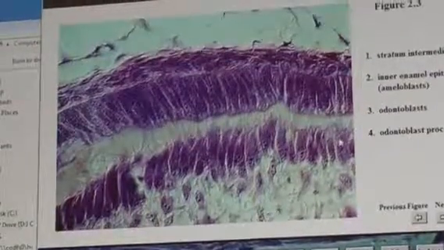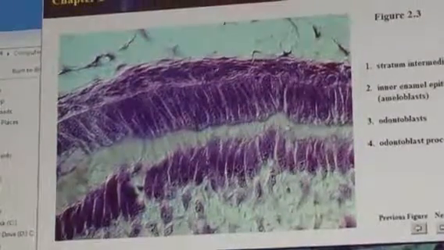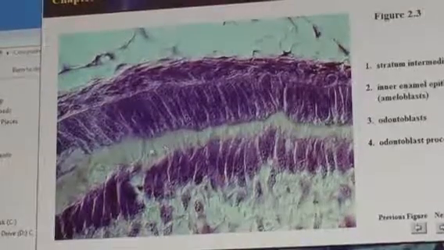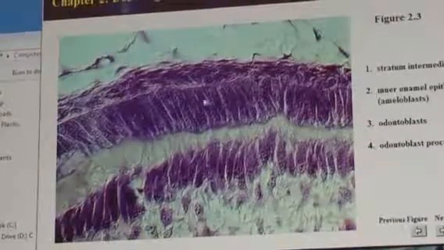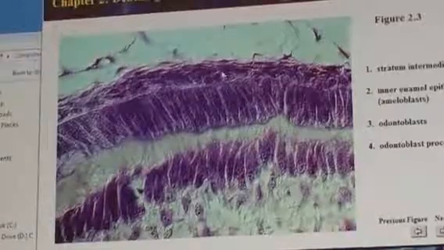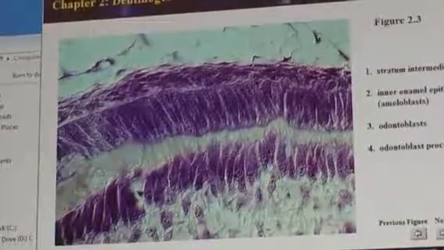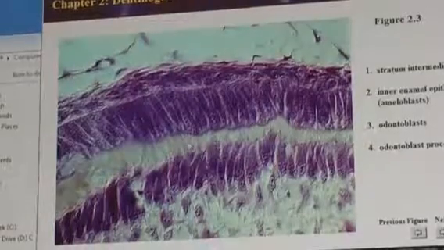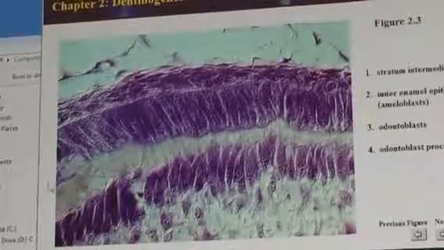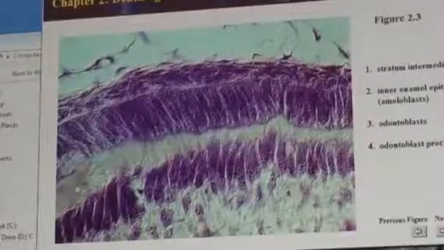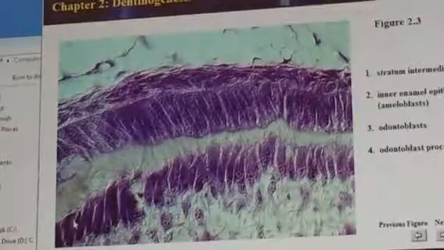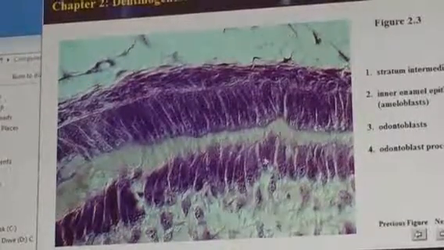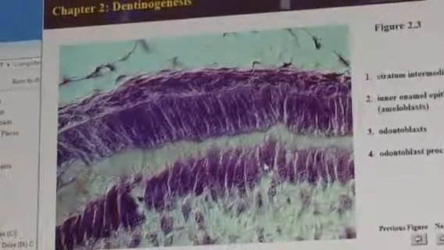We can see that those odontoblasts there are already beginning to lay down some of the organic matrix. Again, there's the inner enamel epithelium, stratum intermedium, stellate reticulum, and you can see those odontoblastic processes. Looks as though we have just a little bit of mineralization occurring right there. So there are the odontoblasts that have been recruited from the dental papilla.